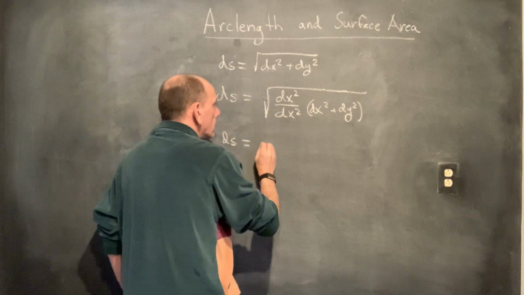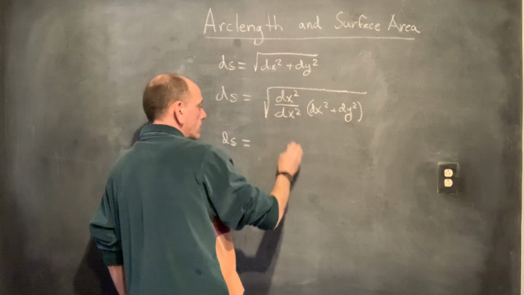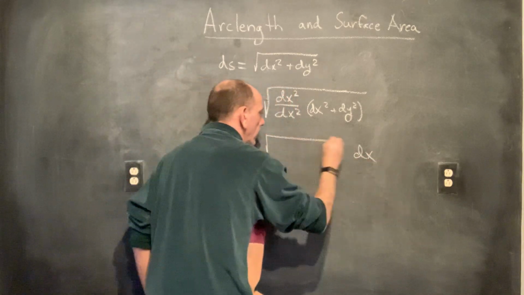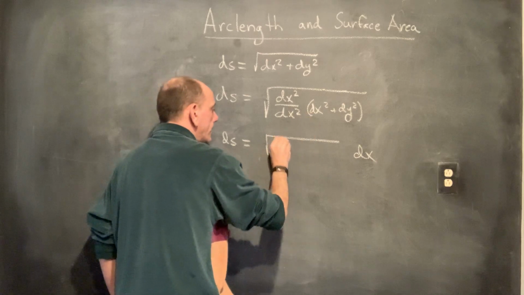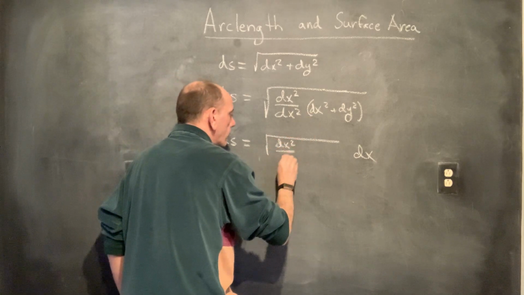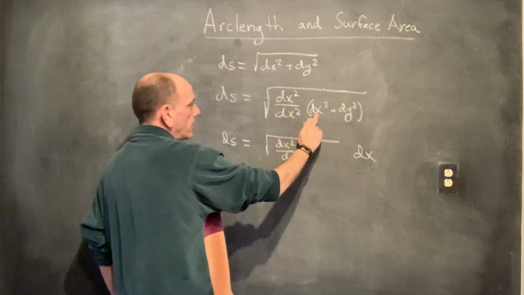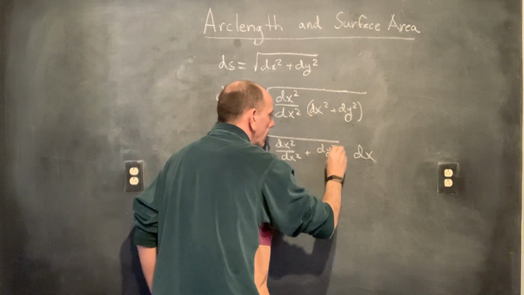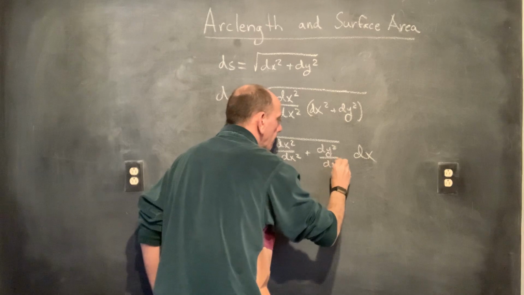is, well, the square root of dx squared, I can pull that outside. It's the dx, square root. And I have dx squared over dx squared, distributing that through. And I have plus dy squared over dx squared.